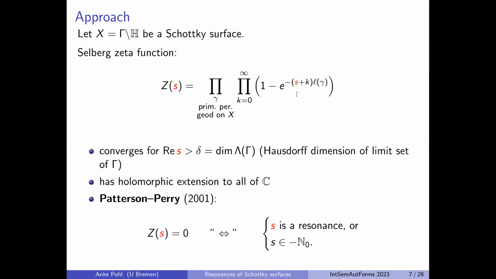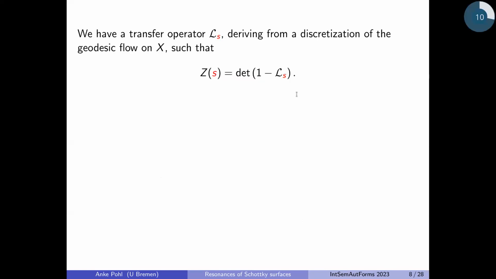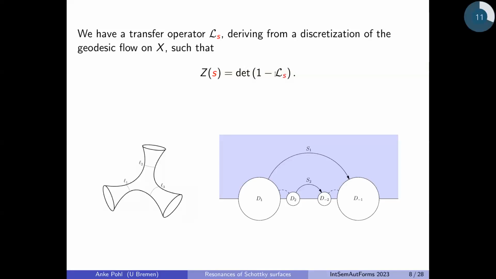So what Borthwick was after is calculating zeros of the Selberg zeta function. So how did he do it? He used a presentation of the Selberg zeta function as a so-called Fredholm determinant of a certain operator. So at the moment, let's just say there is an operator which we call L_s, so it's a whole family of operators of which we can take a determinant. I will explain in a second how these operators come about.